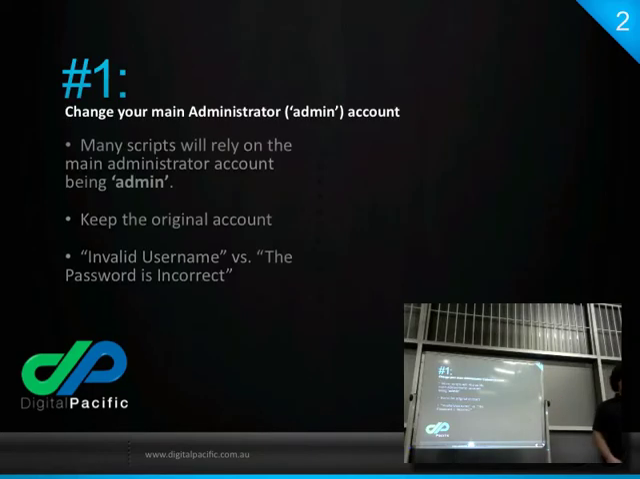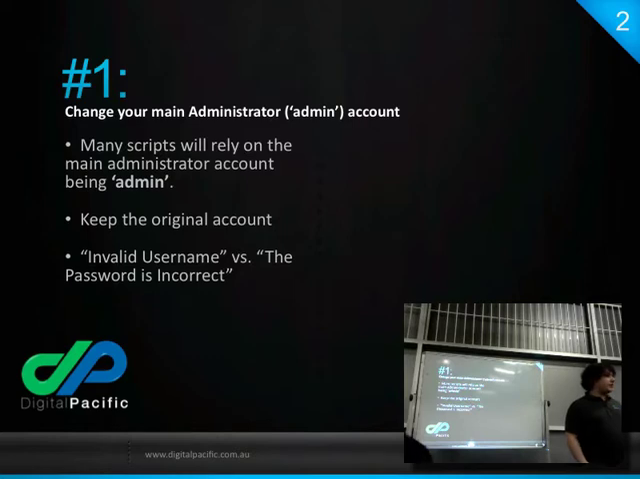Number 1, change your administrator account. Most of the scripts that you're going to see attacking your WordPress blog, automated scripts which will try and log into your WordPress install, will use the default admin user account with different passwords. Common passwords like password. You'd be surprised how many of our customers have WordPress accounts that they set up with the username admin and then the password something like QWERTY or password 123.